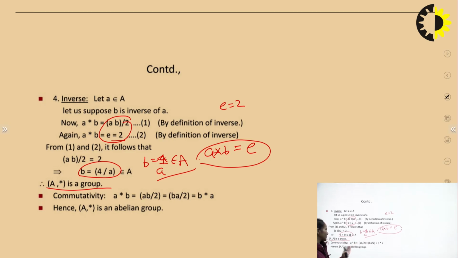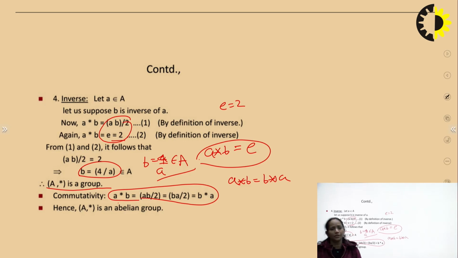Last but not the least, commutativity. We have to check for the commutativity. If this property exists, then it will be an abelian group. So what is the commutative property? A cross B is equal to B cross A. So the definition which is given in the equation, A cross B means AB divided by 2, and B cross A means BA divided by 2, both are equal. So here commutativity exists. So because of all the 5 properties which exist in this question, we can say that this is an abelian group.